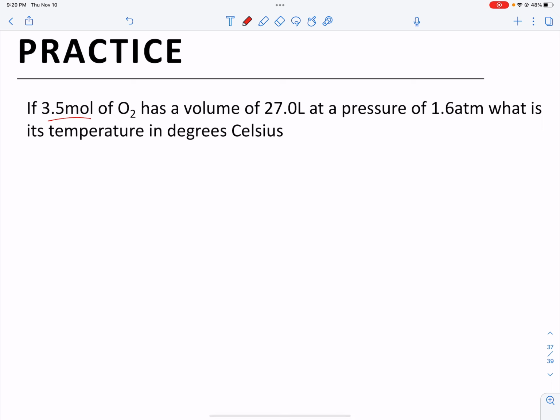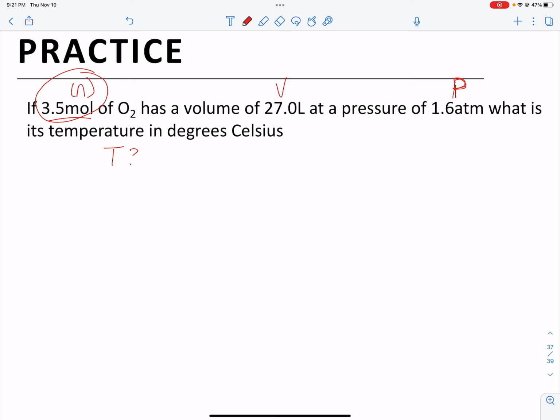We have units of moles, so this is going to be the variable n, which stands for the number of moles of gas. It has a volume, okay, so we're told this is the volume. And then we're given a pressure of 1.6 atm, and we're looking for T, temperature. So this cannot be the combined gas law because we have a variable for n.